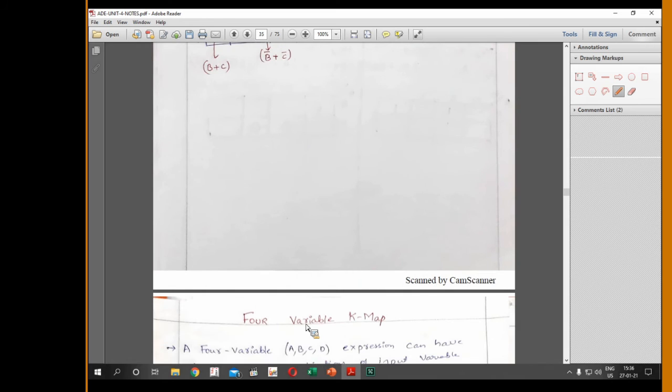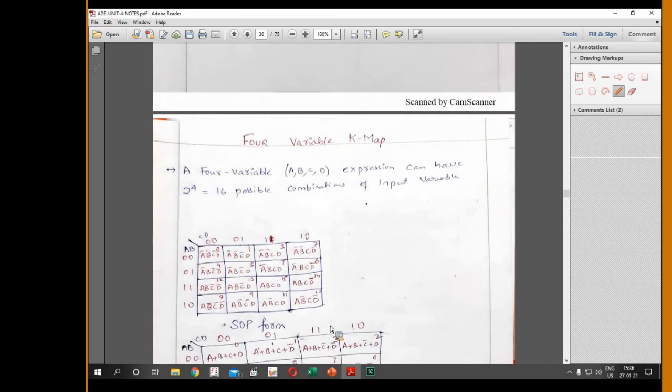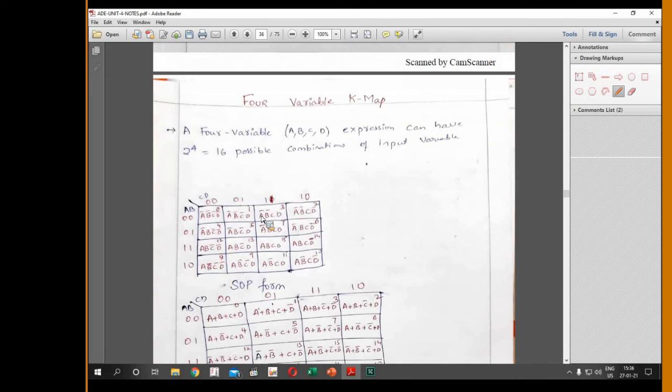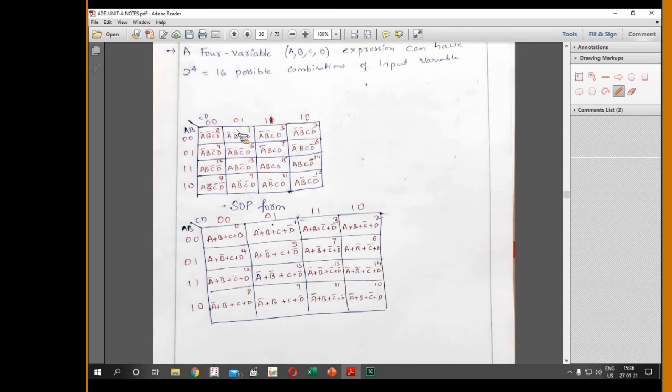Then I'll move to your 4 variable function. So this is your 4 variable K-map representation of each minterm and max term. So minterms A bar, B bar, C bar, D bar. So 4 variable K-map possible minterms are 16 and max terms also 16 max terms. So this big square is divided into 16 small cells, and those 16 small cells we get using 4 rows and 4 columns.